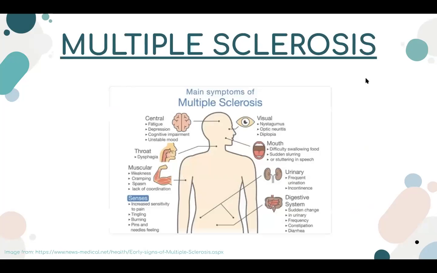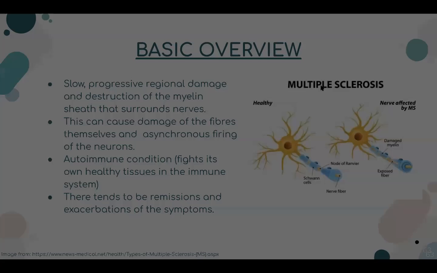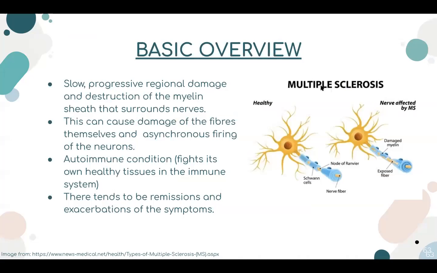Next one I'll be talking about is multiple sclerosis, or MS. Okay, so MS is basically a slow progressive regional damage and destruction of the myelin sheath. On the picture on the right, on the left-hand side, you can see a healthy neuron that has the myelin sheath covering up the fiber of that neuron. On the right-hand side, you can see that nerve is affected by MS. So the fiber is exposed, and that's due to the damaged myelin sheath that covers that fiber.